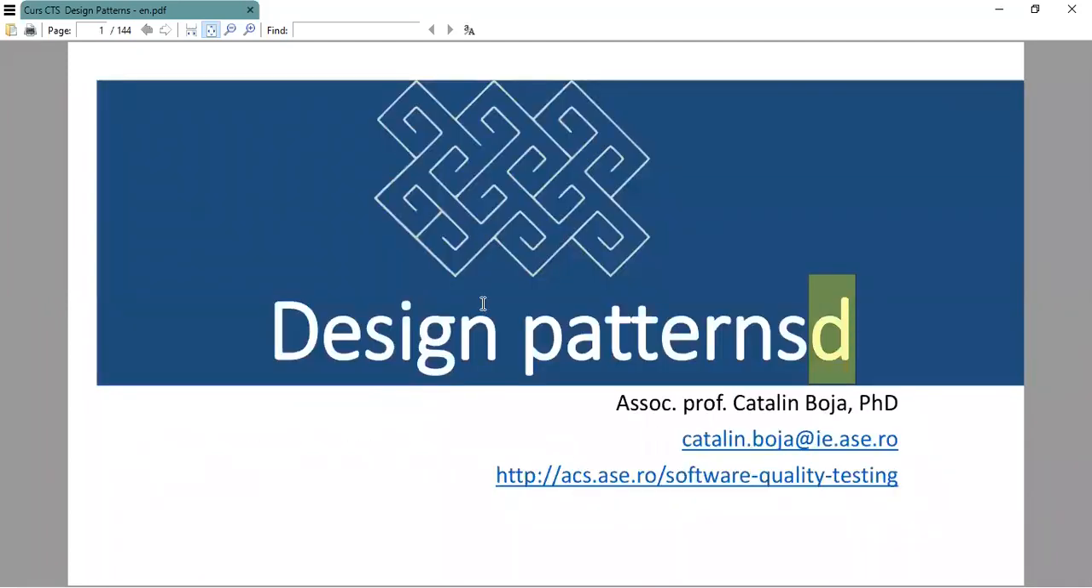Okay, and this is the last part of the entire course, and in the remaining 6 weeks, including this one, we will cover design patterns. Today we will start with a very short description of what a design pattern is, and in 15 minutes we will start seeing design patterns.